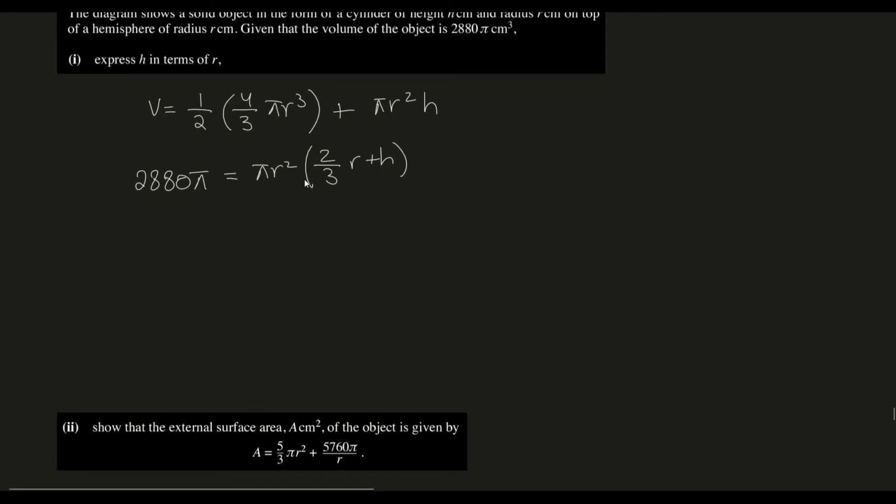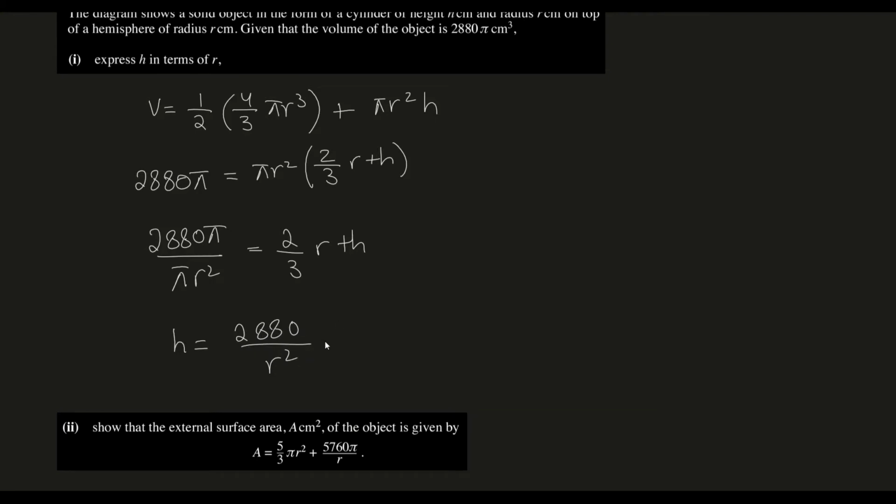Now I will just take π r square to the opposite side, so this will be 2880π over π r square equals 2 over 3 r plus h. Making h the subject, h equals 2880 over r square minus 2 over 3 r. So we have expressed h in terms of r.